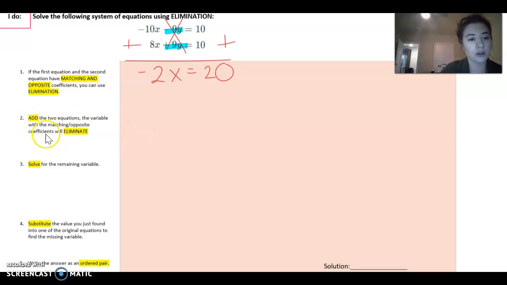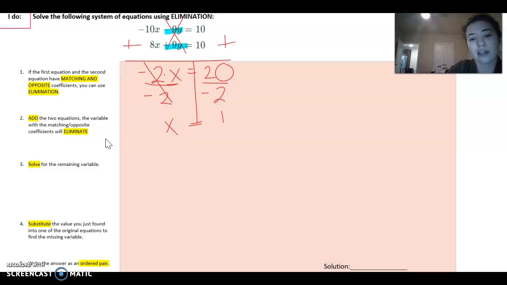So we've added the 2 and we've made the ones eliminate. Now we're going to solve for that missing variable. I only have x, so I can find what x is. We have -2 times x, so we get rid of that by dividing by -2. And we get x equals -10.